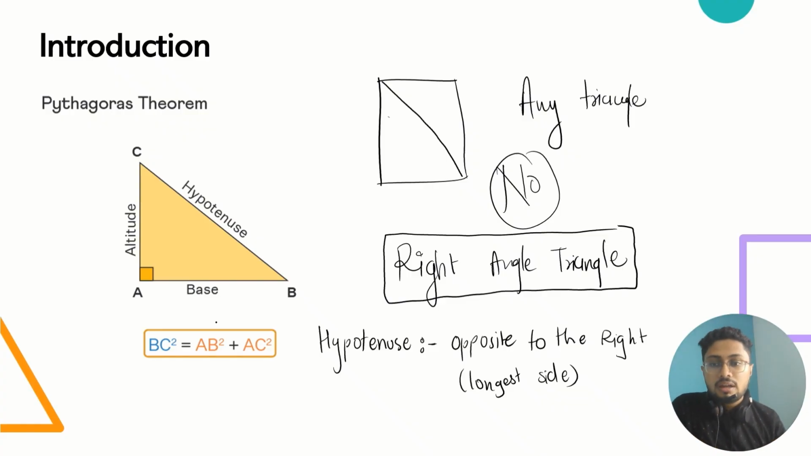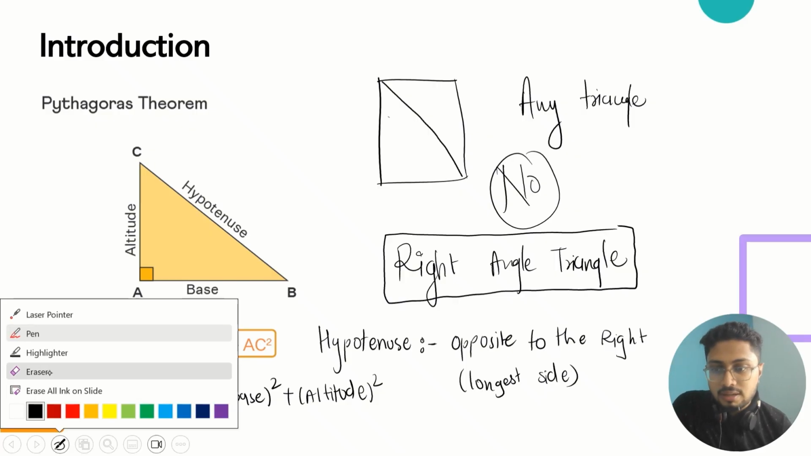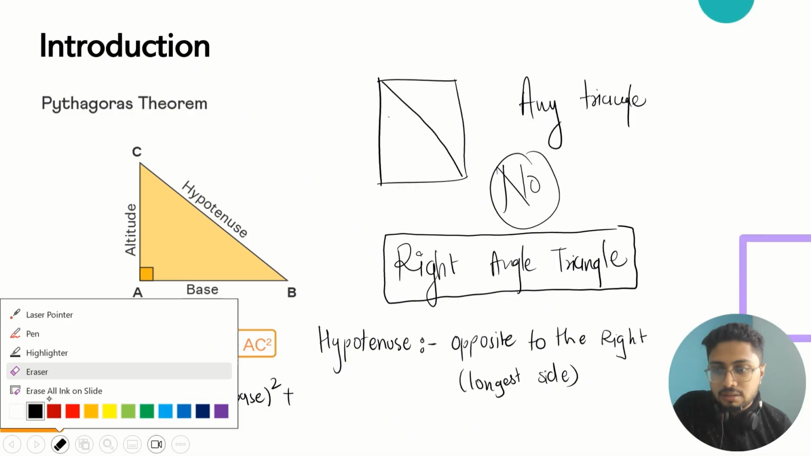What is the formula? Formula is what? Hypotenuse square is equal to base square plus altitude, or you can consider height square. Okay, altitude and height are both common words. Okay, altitude and height are both the same word. Both represent the one thing. So let me correct this thing.